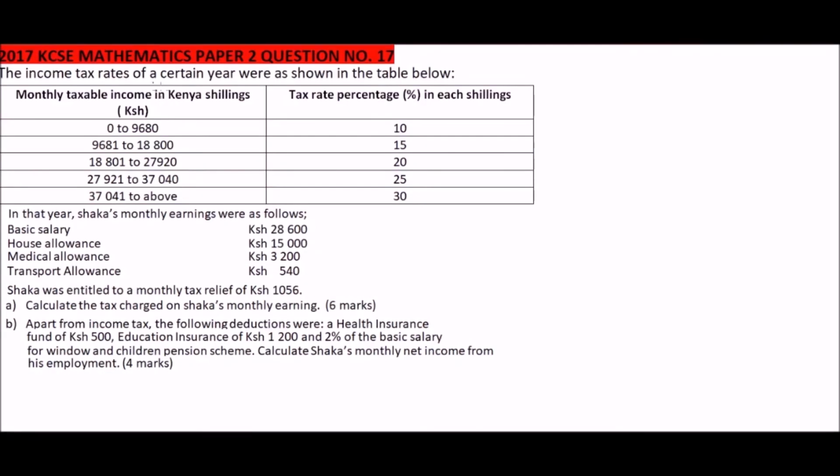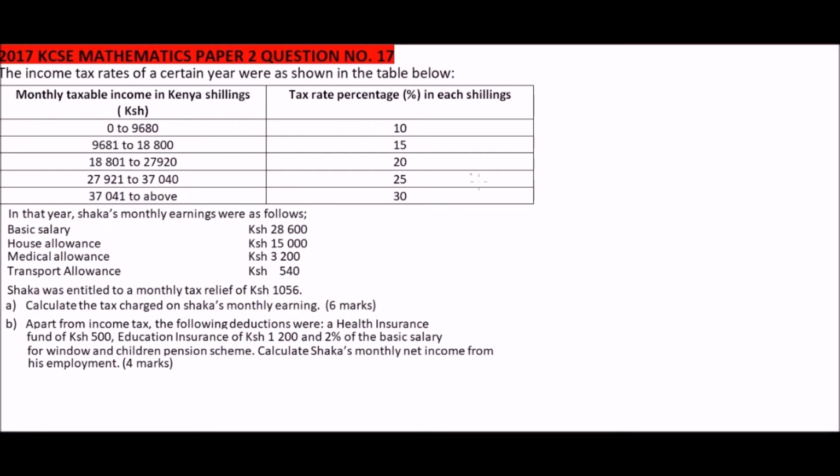So, welcome to revision of mathematics. Today we are going to look at 2017 KCSE Mathematics Paper 2, question number 17, which is about income tax. Every employee is supposed to pay tax to the government to cater for public facilities. And here we are given a question.